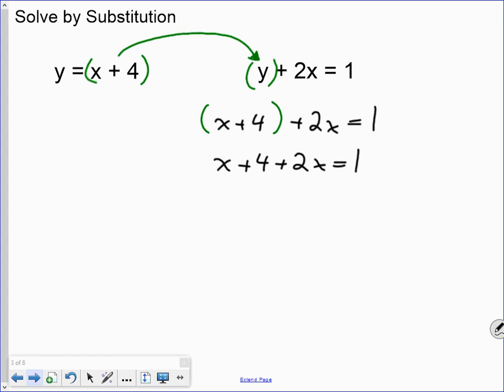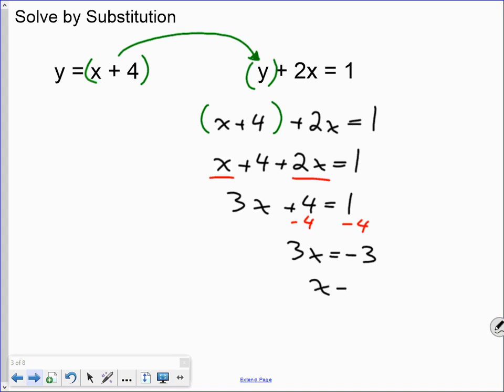Okay. Now we've got an equation that just has x in it that we can solve. We are going to start by collecting our like terms. We've got an x and a 2x. So x plus 2x is going to give us 3x. We'll keep the plus 4 and the 1. We are going to subtract 4 from both sides, and that'll get us 3x equals negative 3. And then we can divide both sides by 3 to get x equals negative 1.